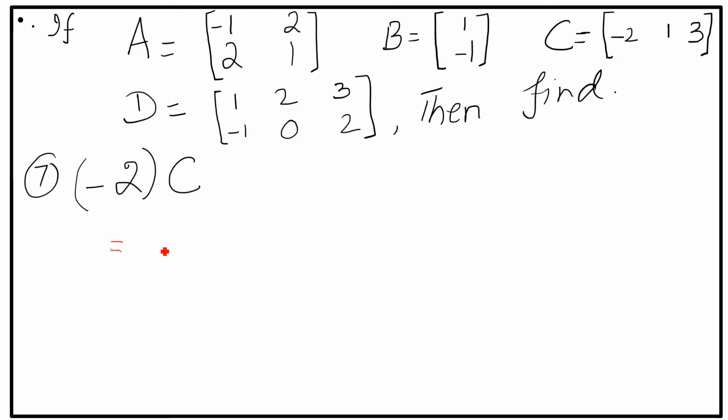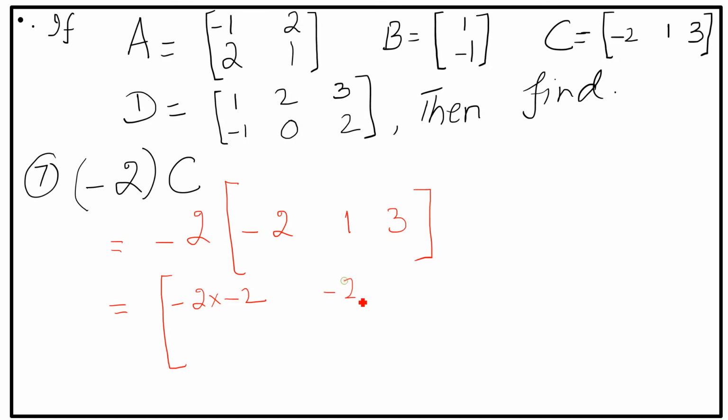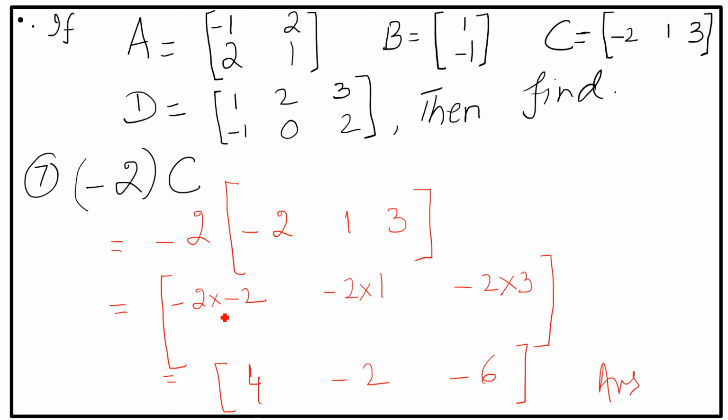Seventh is you have to multiply -2, and the matrix is C matrix, right? So you have to multiply -2 with this. So -2 multiply by -2. This -2 multiply by 1, -2 multiply by 3. So it will be equal to 4, -2, -6, right? Because we are doing multiplication, minus minus plus, that is why it is positive.